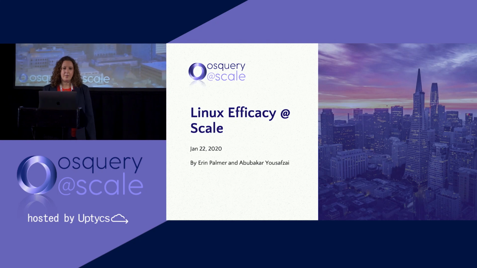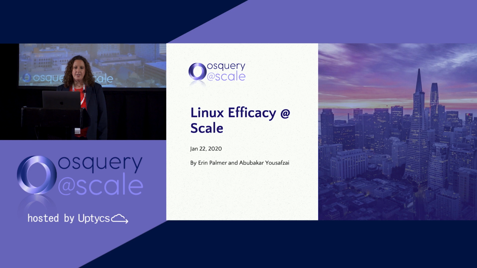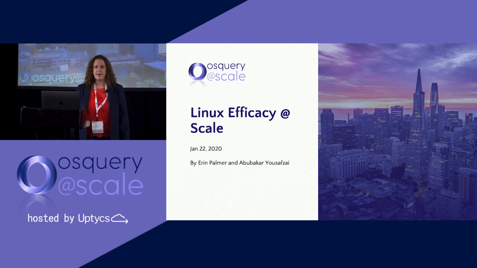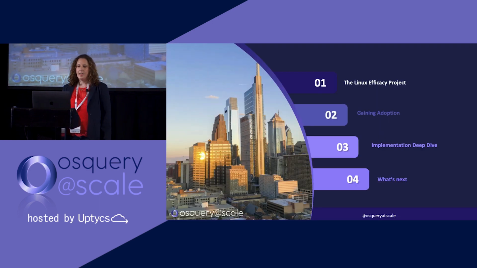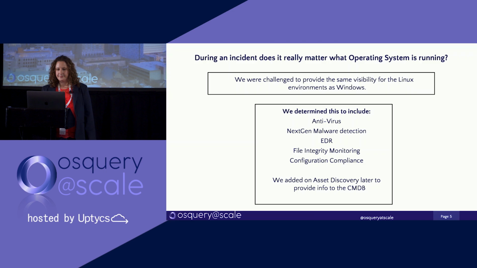So today we're going to talk about our Linux Efficacy project, which started in August of last year. And we'll talk about how we gathered requirements, how we gained adoption, and how we put a scorecard together. And then AB will talk about our implementation deep dive and where we're going next and some of the challenges that we expect to come.